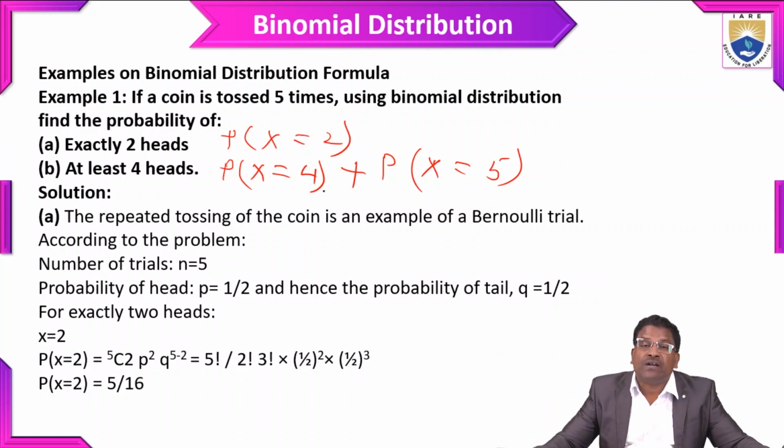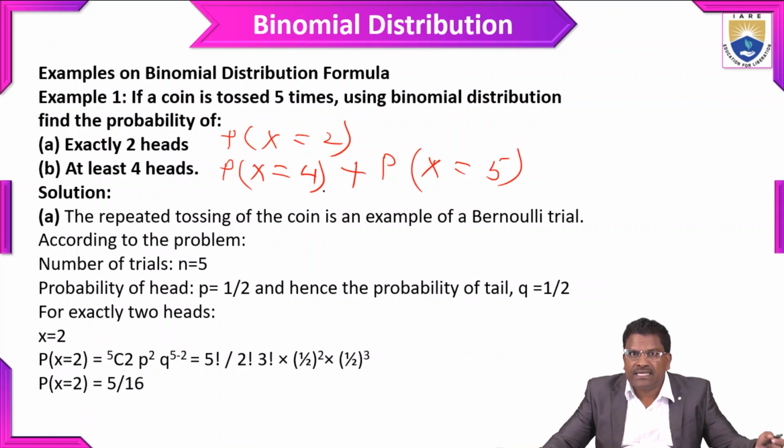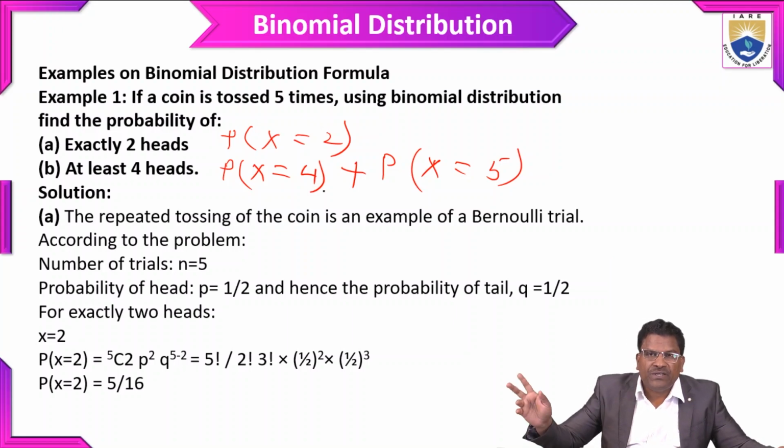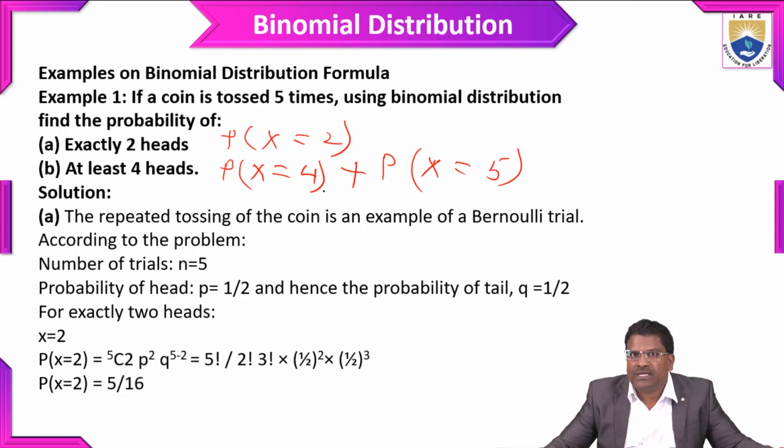Probability of x is equal to 2, we have to find now. Keep it in the formula: nCx, 5C2, p to the power x, 2, into q to the power n minus x, 5 minus 2. Simplify. 5C2 means 5 into 4 by 1 into 2, which is 5 factorial by 2 factorial into 3 factorial. After simplification, it comes as 5 by 16.